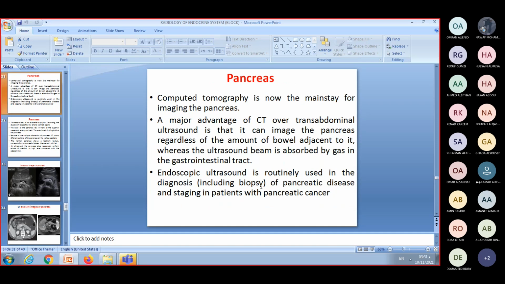Yes, 31. Yeah, last 2 points. A major advantage of CT over transabdominal ultrasound and endoscopic ultrasound. Yes, these 2 points.